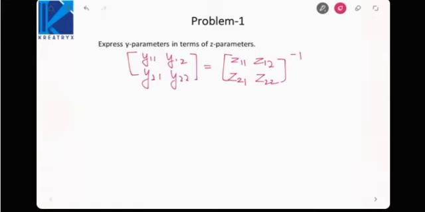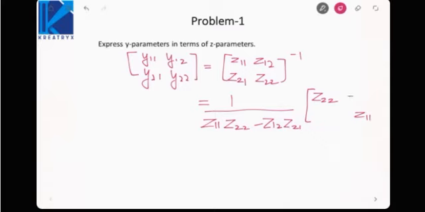Now when we want to take the inverse of a 2 cross 2 matrix, what we do is, we divide it by the determinant, that is Z11 Z22 minus Z12 Z21. Then we interchange the diagonal elements and take negative of the off diagonal elements. Now Y11 will be equal to Z22 by delta Z. Delta Z is actually the determinant of the Z parameter matrix.